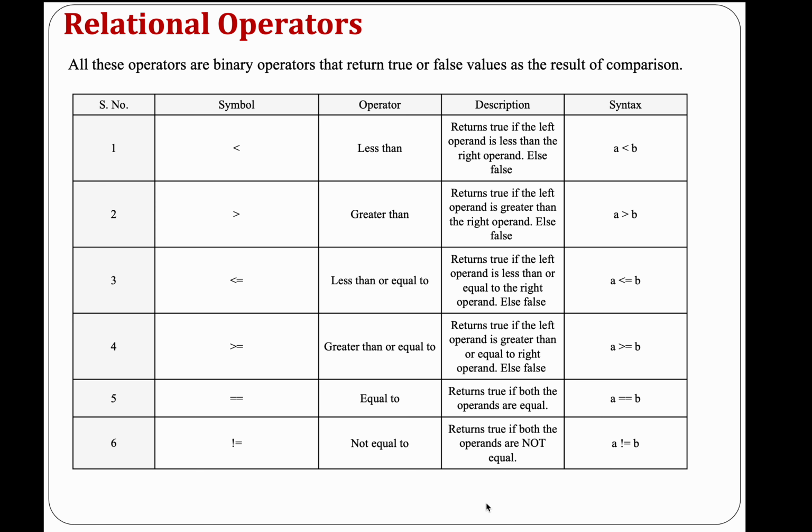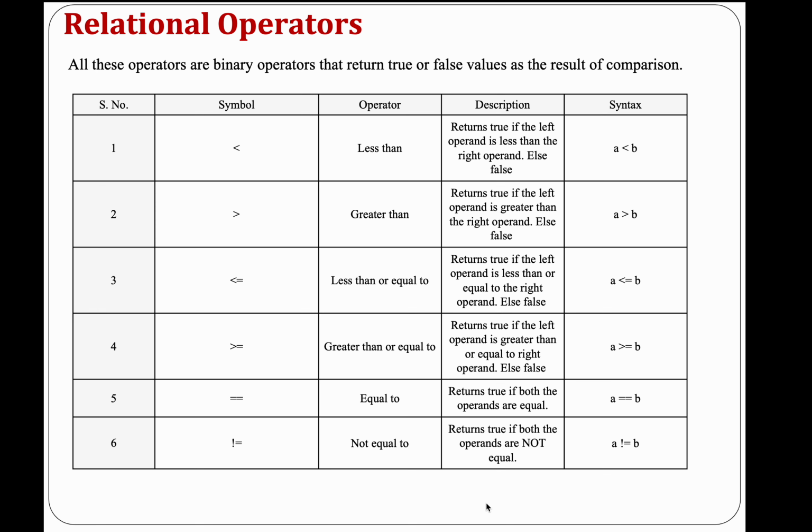There are 6 relational operators available in a C program. Less than, greater than, less than or equal to, greater than or equal to. Next one, equal to, or else we can say it's equals. Don't pronounce it as double equal to. Equals or equal to. And the last one, not equal to.